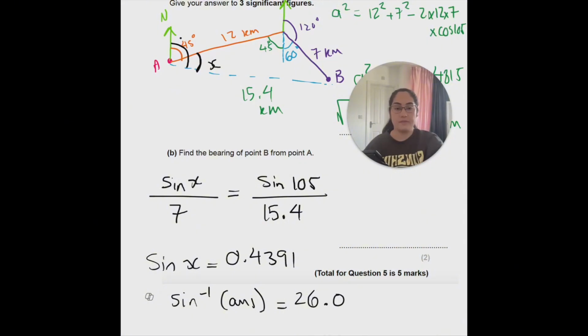Now, that is 26.0, and that angle there is 45, so we're going to add the two of them together, and that is going to give us 71 degrees. That is the angle there. So the bearing of B from A is 71 degrees.